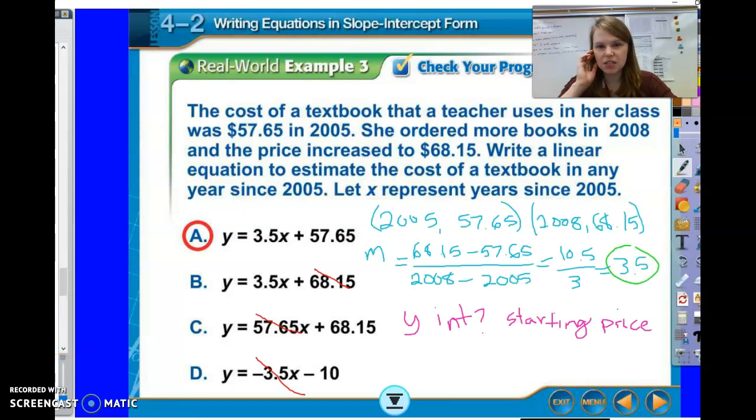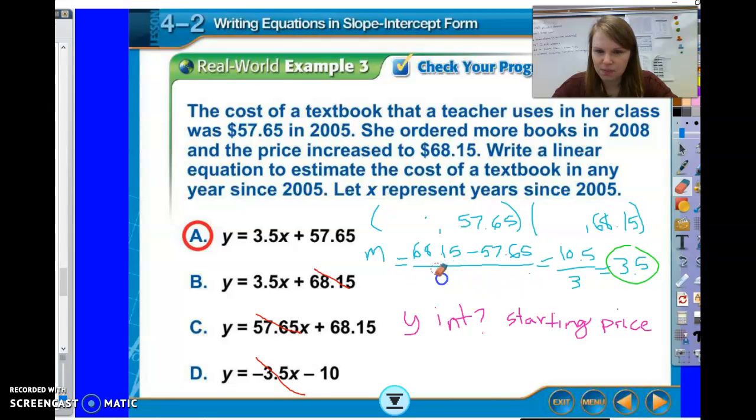So this says cost of a textbook that a teacher uses. It's $57.65 in 2005. And then more books were ordered and the price increased to $68.15. Write a linear equation to estimate the cost. Okay, I think I actually made a mistake in this one. I'm going to erase that, and I'm going to erase this and this.